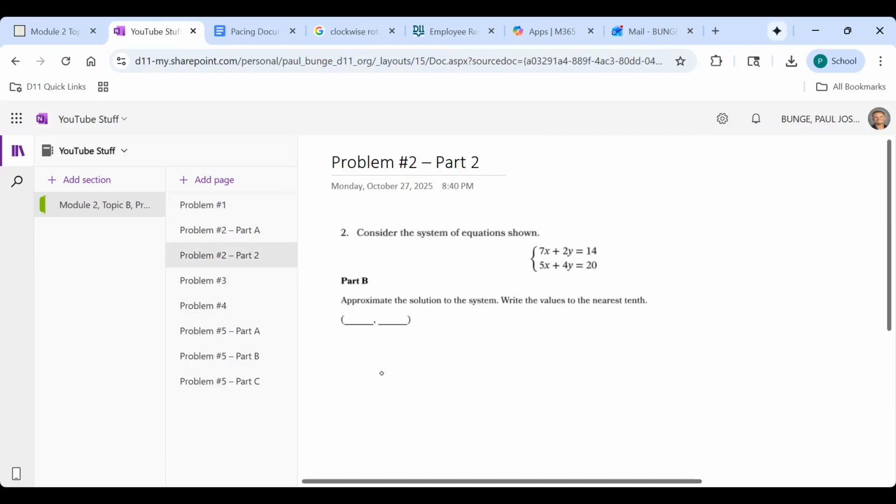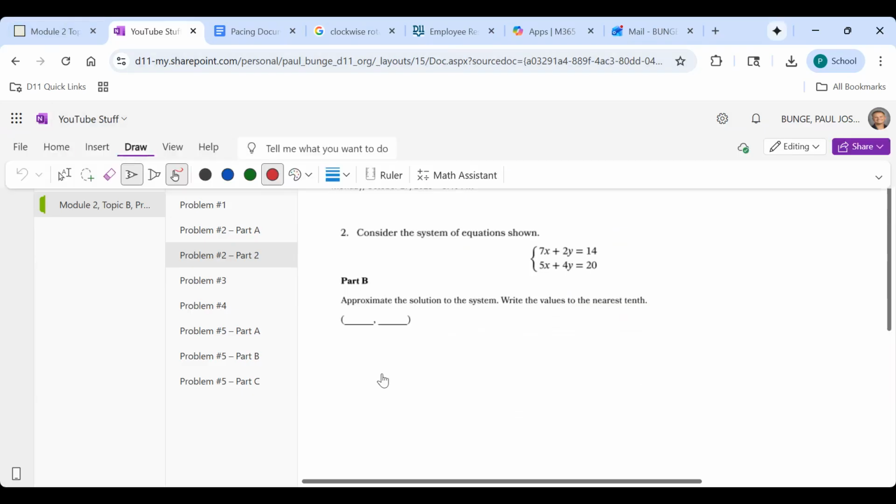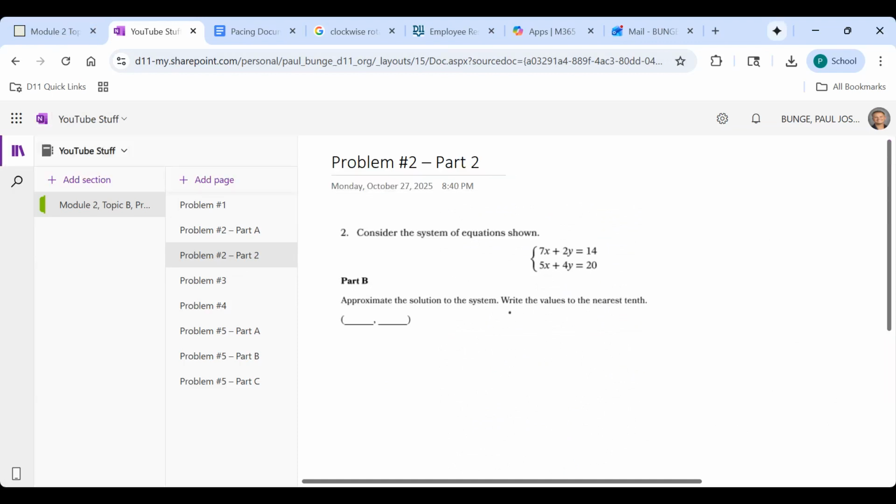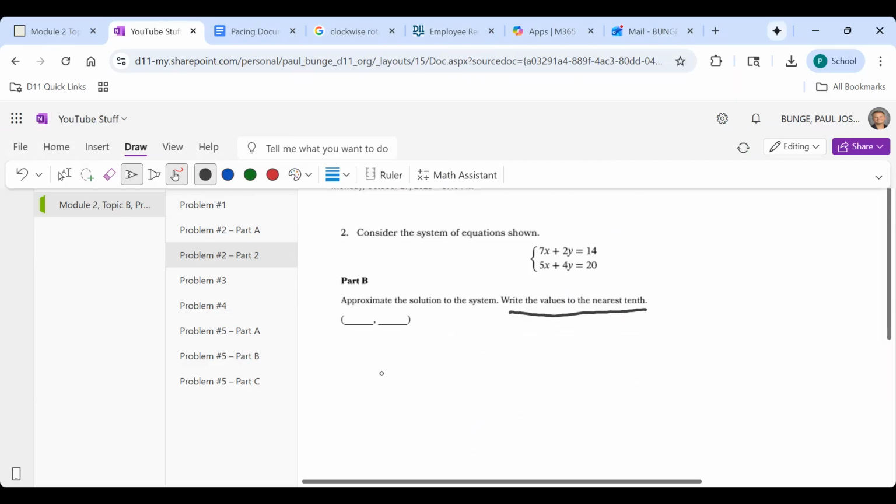Okay, so now we're on part 2. And what we have to do for part 2 is actually find the solution. So it's one thing to graph it. It's another thing to find the solution. And on this one, it says write the values to the nearest tenth. So what that tells you is we're probably going to get some nasty numbers here. That's okay because you can use a calculator to get as close to the nearest tenth as possible.